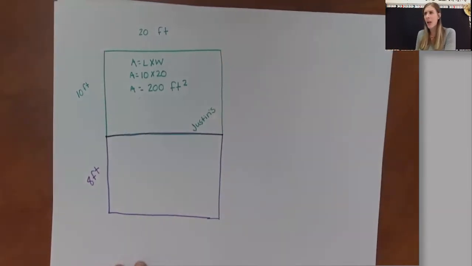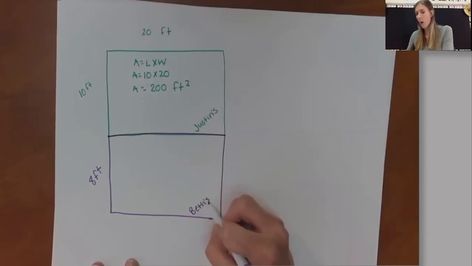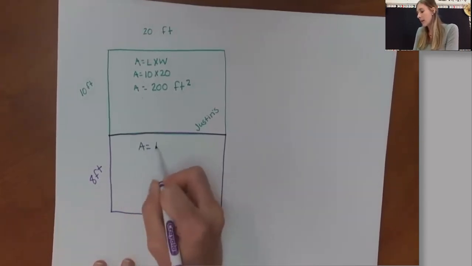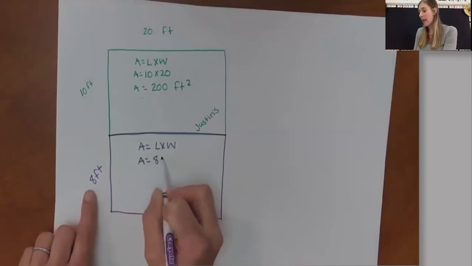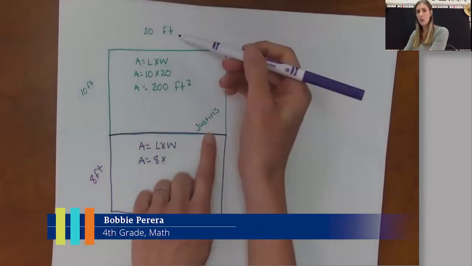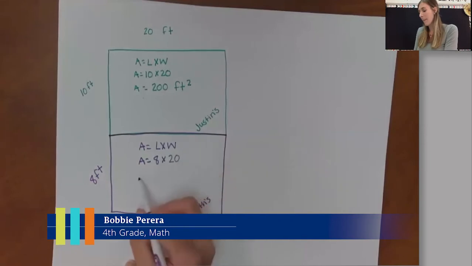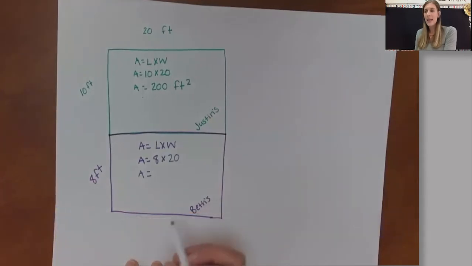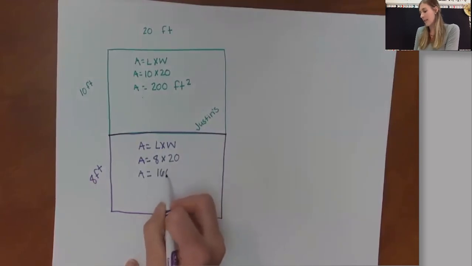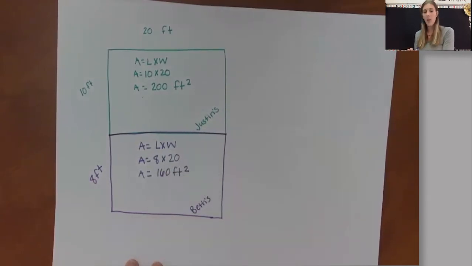So how do we find the area of Beth's part? Yeah, we're going to multiply 8 times 20. So let's write that in our model. Let's label this as Beth's part. We know that area is length times width. And we know the length of Beth's rectangle is 8. And we know the width is 20. So thinking about our previous lessons, what is 8 times 20? Correct, 160. So we know that the area of Beth's part is 160.